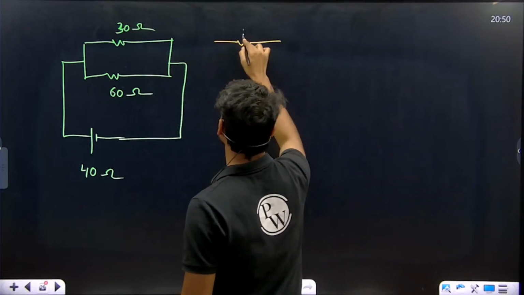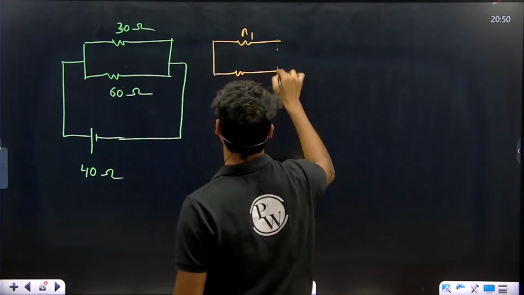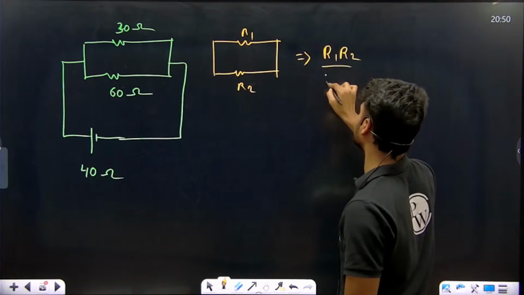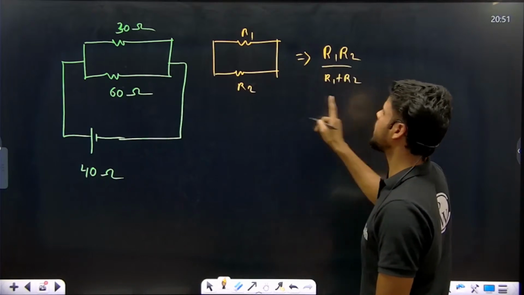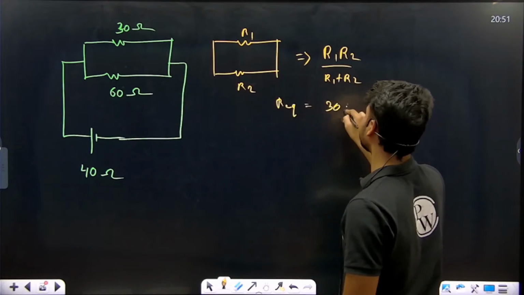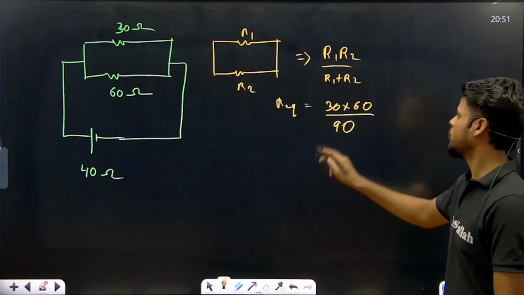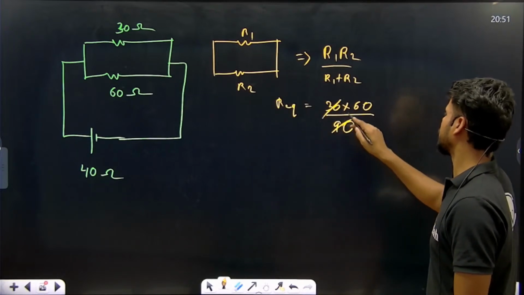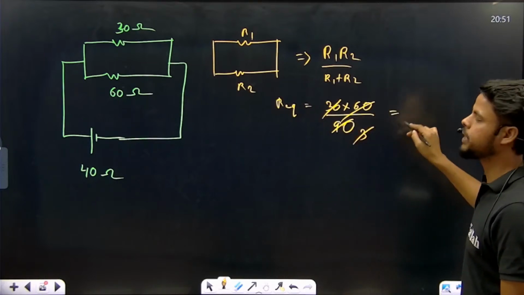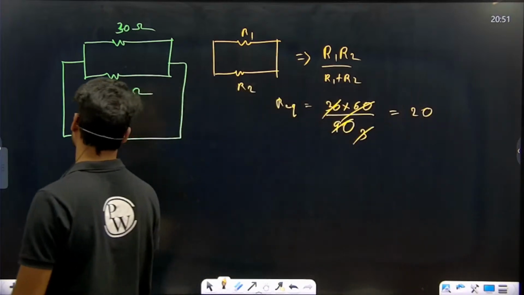If R1 resistance and R2 resistance are connected in parallel, then we can say R equivalent will be R1 R2 upon R1 plus R2. From here we can say our R equivalent will be 30 multiplied by 60 divided by 30 plus 60, which is 90. Now we can divide 90 by 30, it will be 3 times, and 3 times 60 is... 1800 divided by 90 gives 20. So we are getting R equivalent equals 20 ohm.